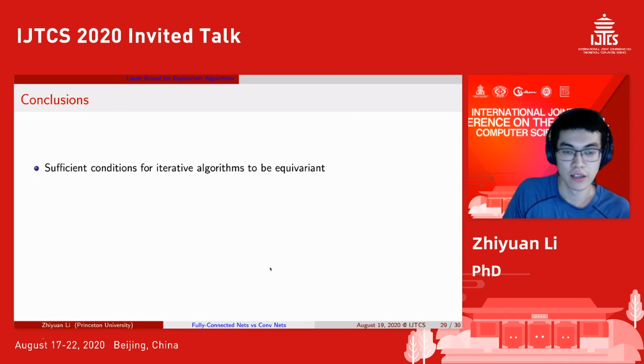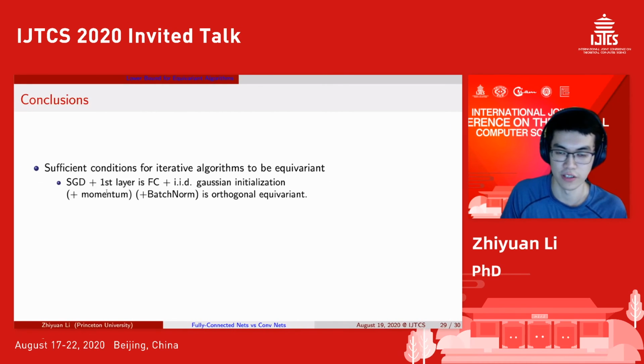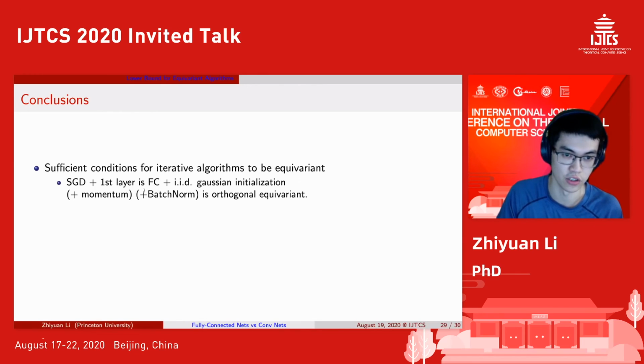Okay, I would like to wrap up my talk. In this talk, I have shown sufficient conditions for an iterative algorithm to be equivariant. In detail, there's one particular case which will be valuable to the community, which is SGD on a neural network with the first layer being fully connected and using IID Gaussian initialization. If this is satisfied, even if the rest of the layers are all convolutional, it doesn't matter. The sample complexity is still going to be d squared, even for a single fixed Gaussian and a fixed hypothesis. And you can also use momentum, batch norm, L2 regularization and as many tricks as you want, as long as you can meet the three sufficient conditions.